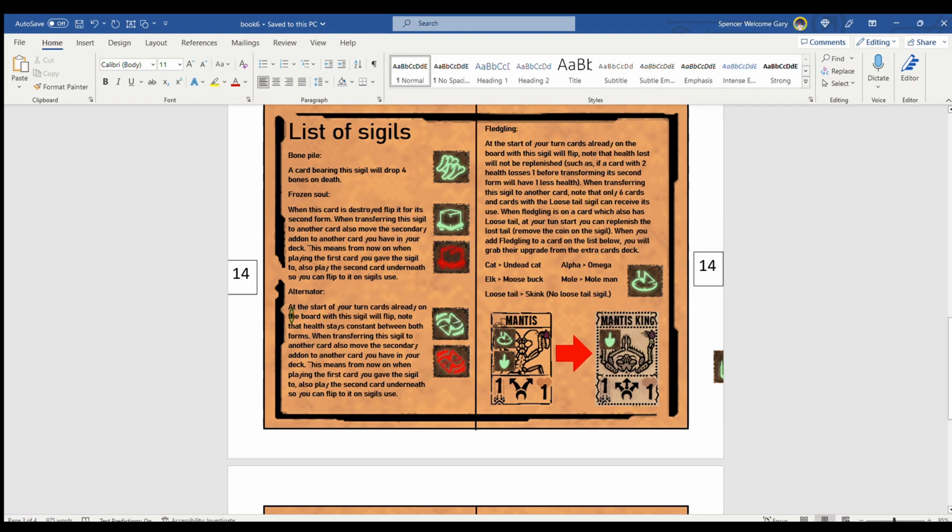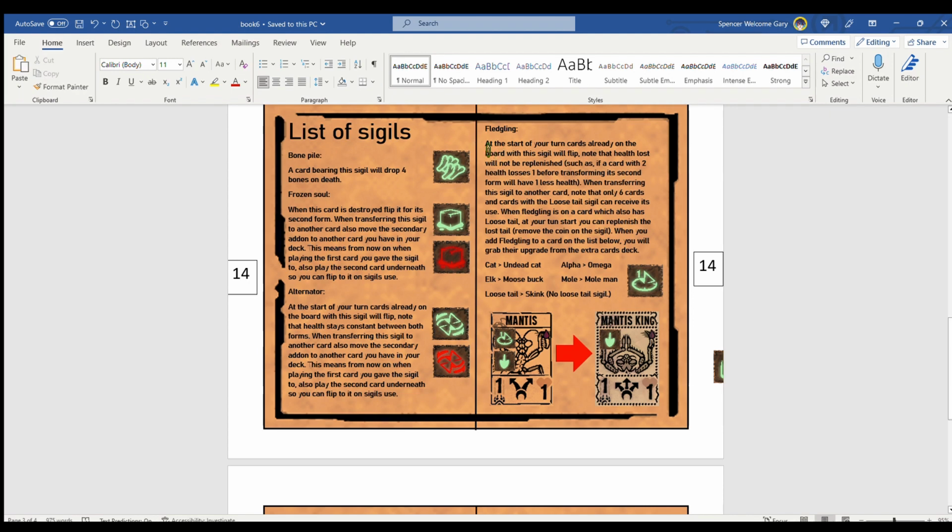But Alternator is, at the start of your turn, cards already on the board with this sigil will flip. Note that the health stays consistent between both forms. When transferring the sigil, you can, again, target a secondary card that is copy and pasted from this one. Same thing.